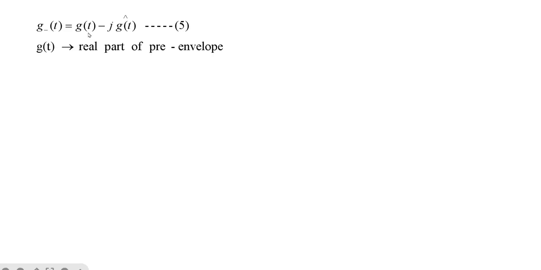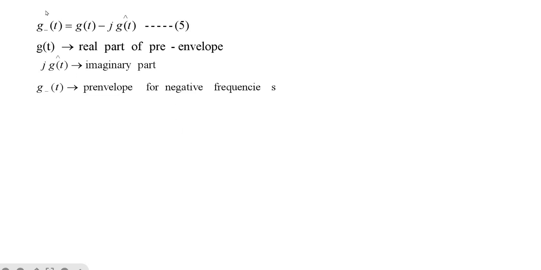Again, here g of t is the real part of the pre-envelope for all the negative frequencies of the signal. Then j into g cap of t is the imaginary part. G minus of t is the pre-envelope for the negative frequencies of the signal. Again, we will apply Fourier transform on this equation. The same step will be applied for this also.